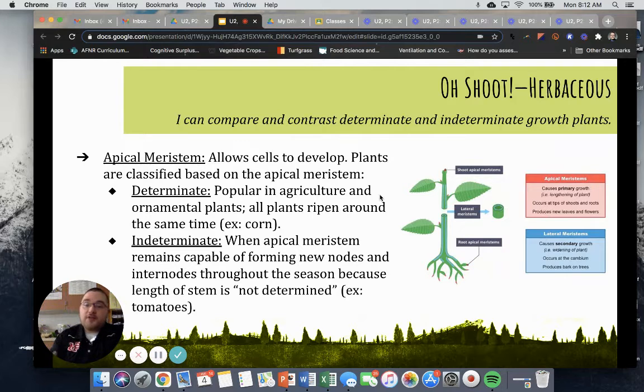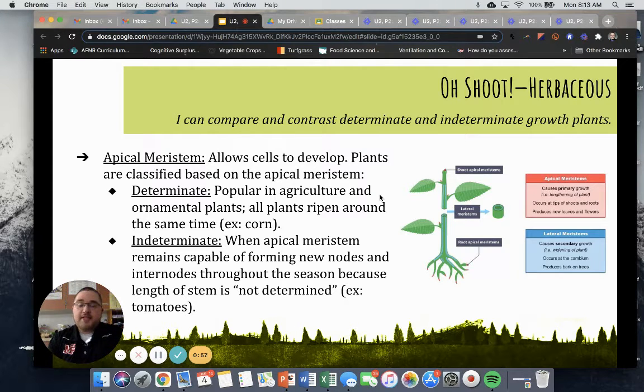One part that I want to talk a lot about here, and we're going to have a whole other video dedicated to this in the next segment, is the apical meristem. The apical meristem allows plant cells to develop. Plants are classified based on their apical meristem. We can have determinate and indeterminate plants. Determinate plants are more popular in agriculture and ornamental plants, and this allows for all plants to ripen around the same time. An example of that would be corn or soybeans. There is a determinate or finite time in which the plants ripen.